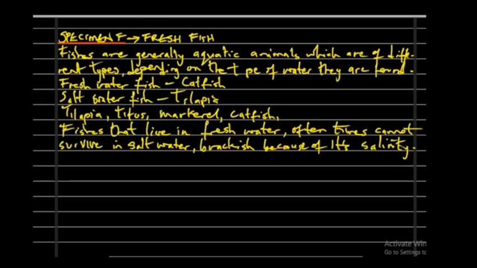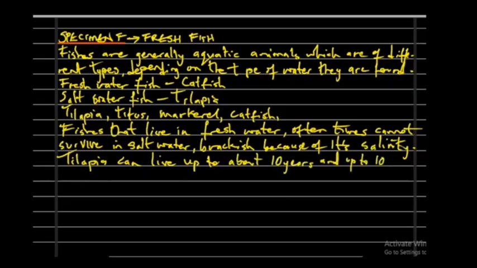They can live up to 10 years and can weigh as much as 10 pounds. Talking about tilapia, for example, tilapia can weigh up to 10 pounds and can live up to about 10 years. Tilapia are domestically reared for consumption and for sales. So also is the catfish. Catfishes are also reared for sales.